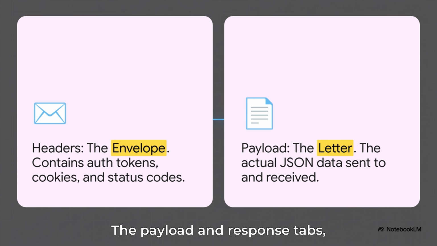The Payload and Response tabs, those are the letter inside the envelope. That's where you inspect the actual JSON data being sent over to the server or the exact data coming back. Rule of thumb, if a session is expired, look at the envelope. If the data itself is malformed, read the letter.